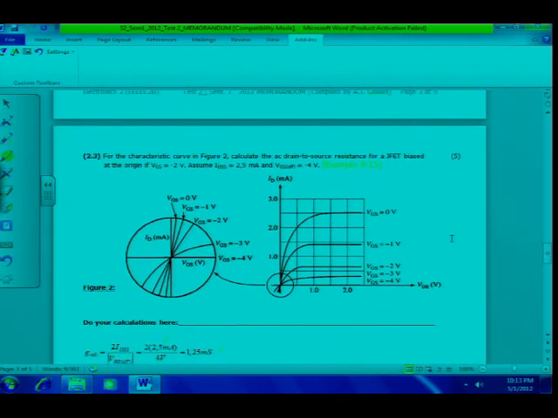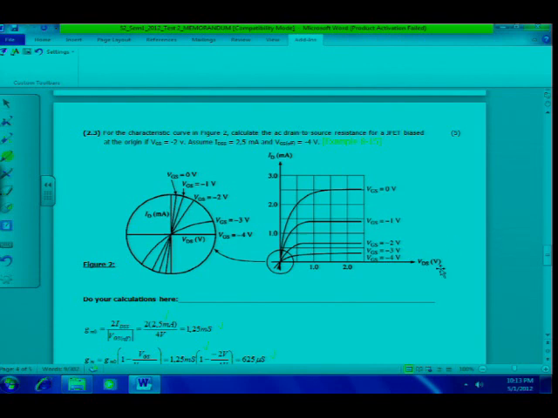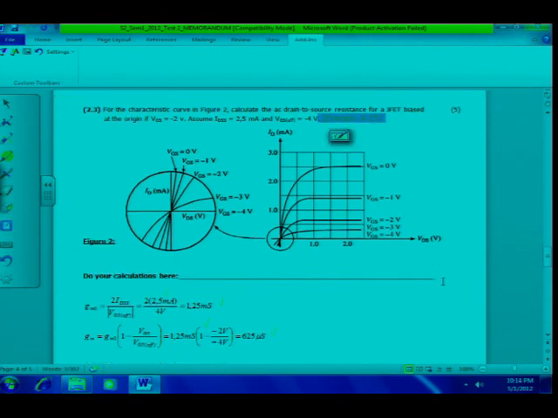Question 2.3 was another example, straight from the book. 2.3 for the characteristic curve in figure 2. Calculate the AC drain to source resistance. Ladies and gentlemen, the AC drain to source resistance. A lot of you calculated the DC values. For a JFET biased at the origin of VGS, if VGS is equal to minus 2 volts, assume that IDSS is equal to 2.5 milliamp and VGS off is equal to minus 4 volts. And as you can see there, this was example 8.15. So please make a note in your books if you want to do revision.